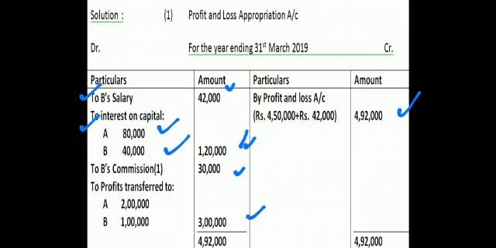It was nothing but the distributable profit, which we divided in the ratio of 2:1: 2 lakh to A and 1 lakh to B. I hope this preparation is clear. The only question left in our mind is how we have calculated B's commission. So let's find out how B's commission has been calculated.